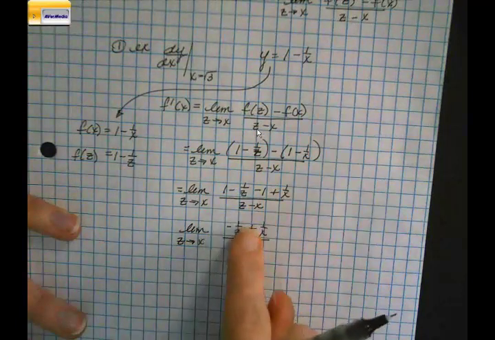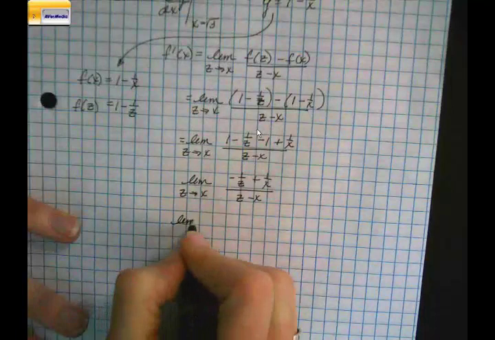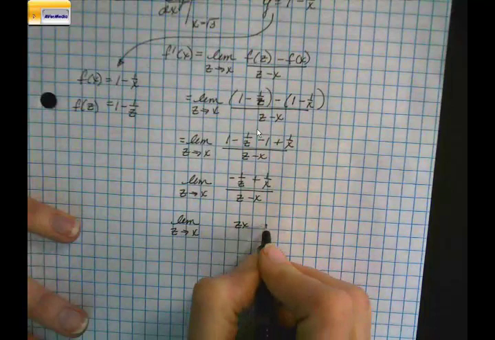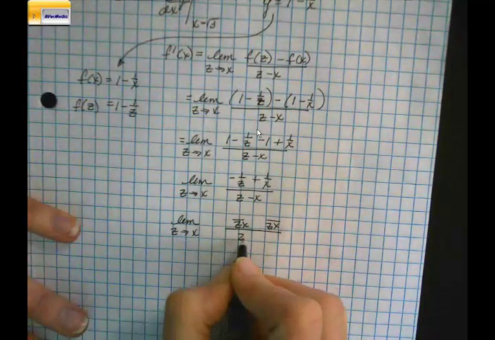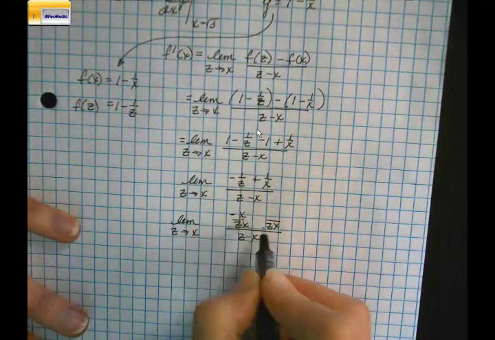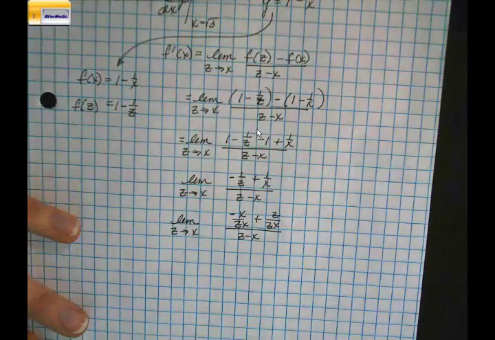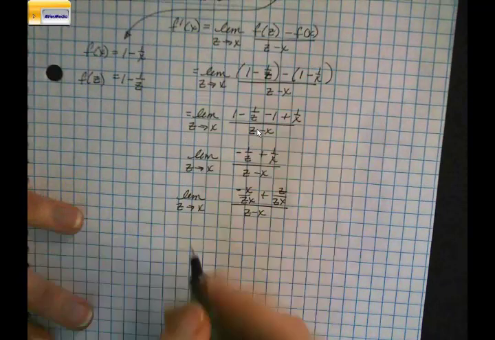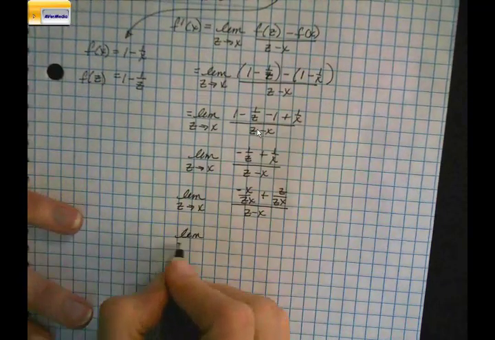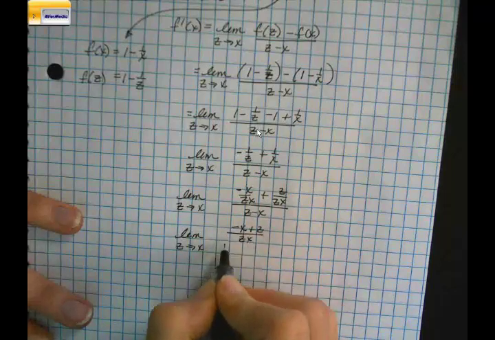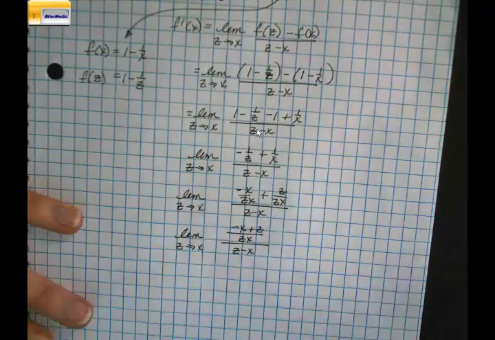Now, to put these two fractions together, I'm going to have a common denominator of zx. So this becomes the limit as z approaches x. The new denominator is zx in the complex fraction, and the numerator is going to be negative x plus z, with that new denominator of zx on both of those. I don't find this to be a whole lot easier, but whatever. We will go through the process. So this becomes negative x plus z over zx, all over z minus x.